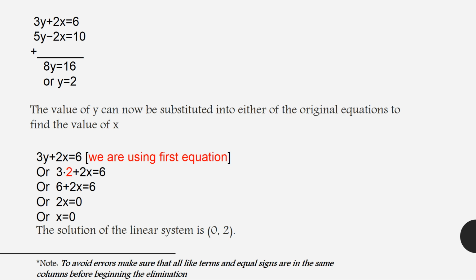3y plus 2x equal to 6. We are putting y equal to 2 into 3y plus 2x equal to 6, and by solving we get x is equal to 0. Therefore, the solution of the linear system can be written as (0, 2).